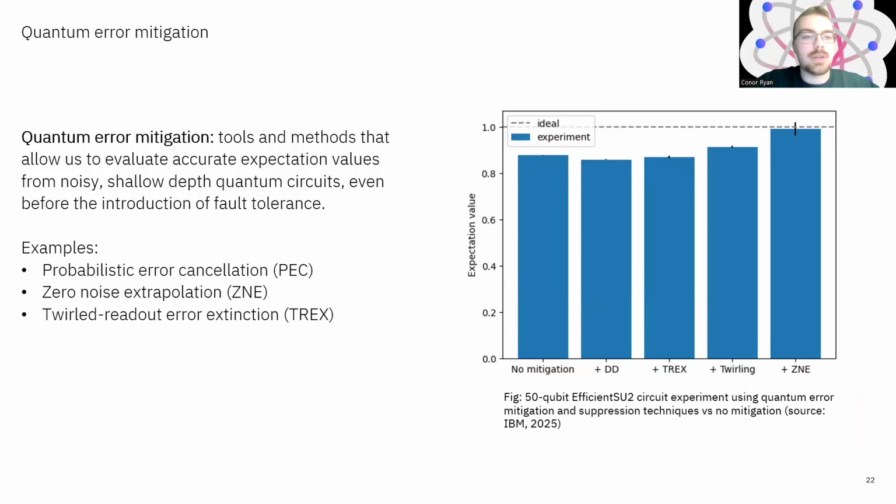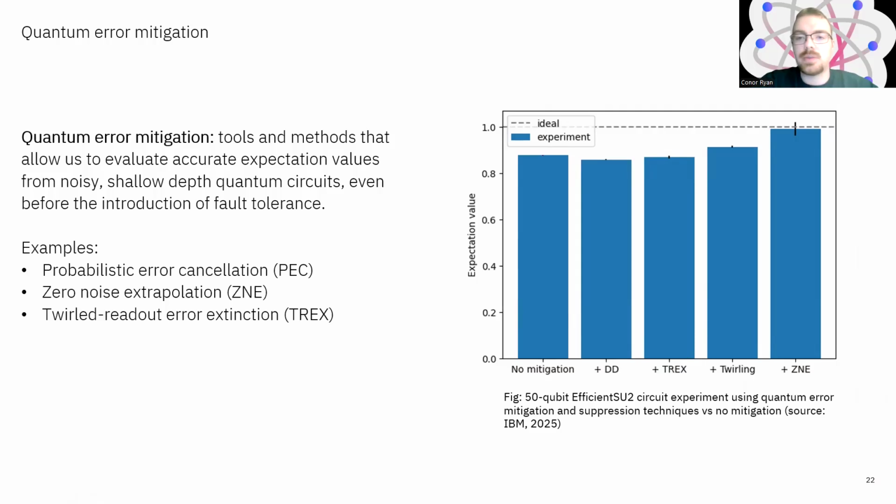There are several possible methods you can use to post-process your results, such as zero noise extrapolation, where you repeat the experiment multiple times, enhancing the amount of noise in it, obtaining results, and then plotting them to extrapolate back to the point where you have zero noise. You can also use twirled readout error extinction, probabilistic error cancellation, and a variety of complicated or sometimes simpler methods depending on how much error mitigation you wish to perform on the results.